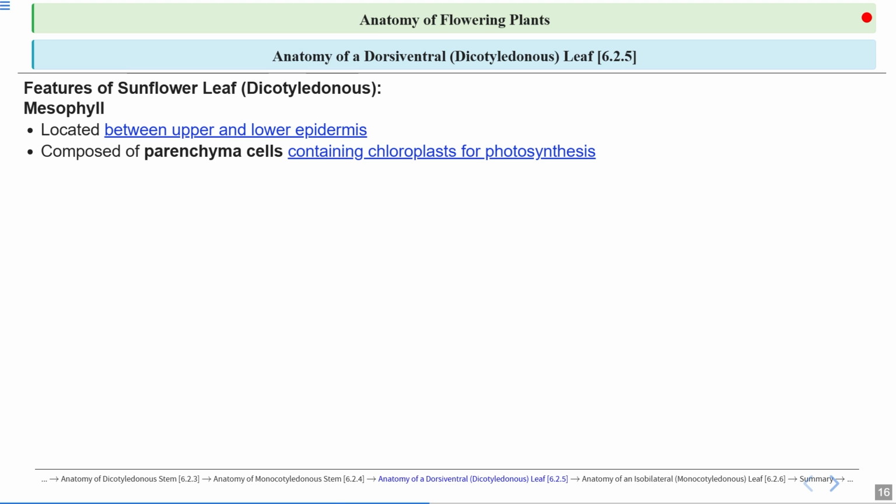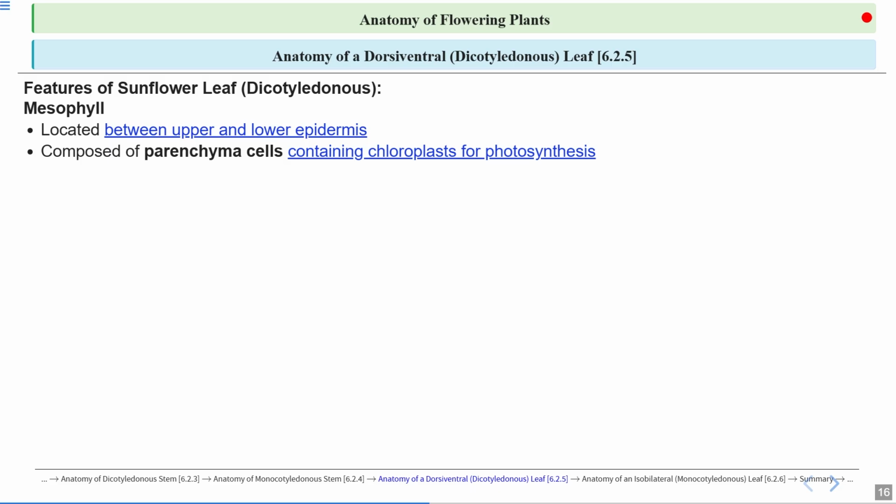Now this mesophyll cell, what type of cells are they having? Parenchymatous cells, parenchymatous cells that contain the chloroplast for photosynthesis. Okay. These parenchymatous cells are having a lot of chloroplast, and they are actually the cells that are involved in the process of photosynthesis. These mesophyll cells are doing the process of photosynthesis in the leaf.